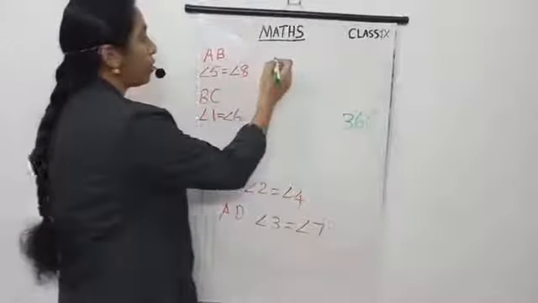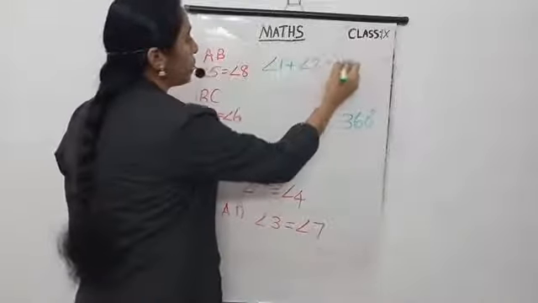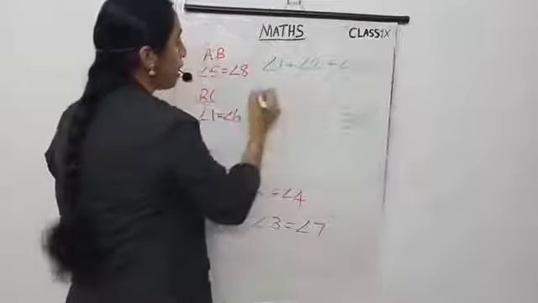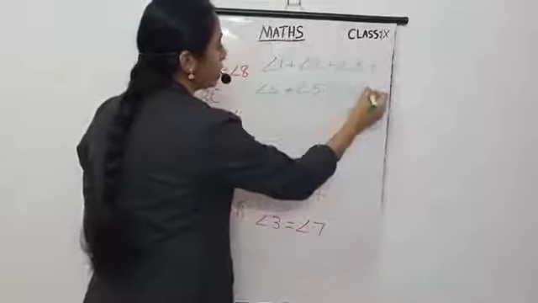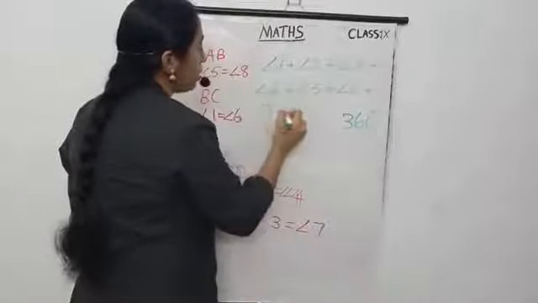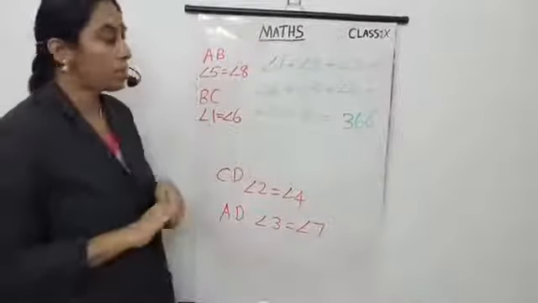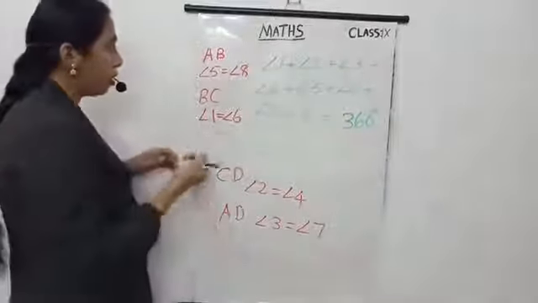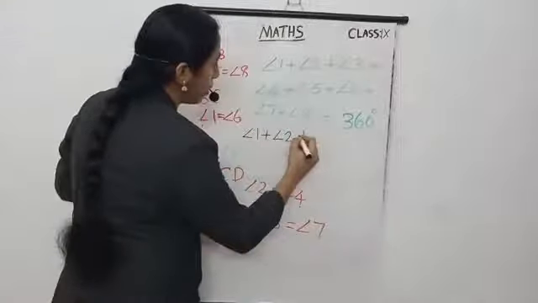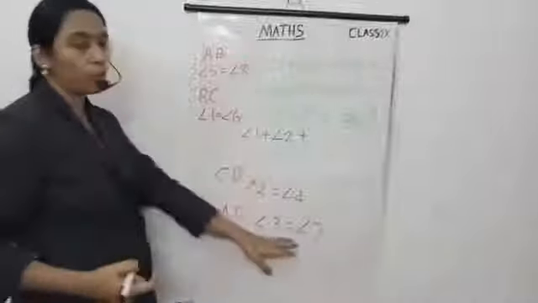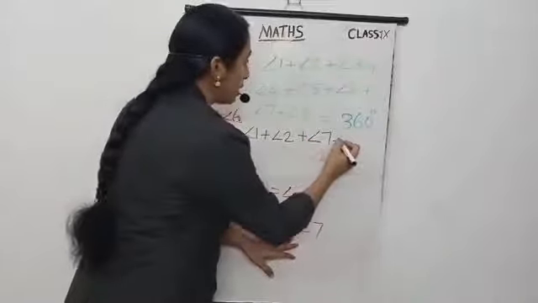So we are going to add angle 1 plus angle 2 plus angle 3 plus angle 4 plus angle 5 plus angle 6 plus angle 7 plus angle 8 equal to 360 degrees. Substitute the values. Angle 1 plus angle 2 plus angle 3 corresponding to angle 7, so we are going to put angle 7 here.